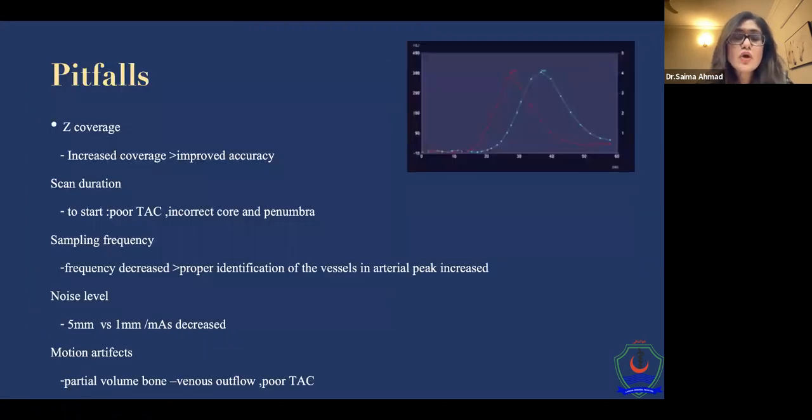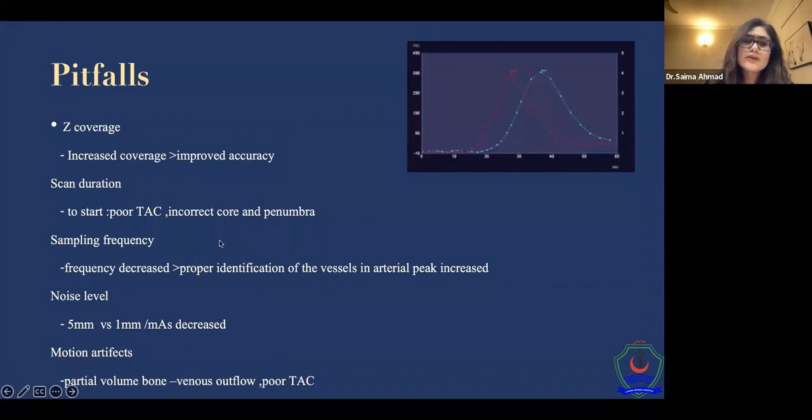So of course, this is not without pitfalls. There are many pitfalls. The first is that you have to cover the whole territory of the MCA. If you do not cover the whole territory of the MCA, you will get incorrect graphs. And then the scan duration is important. If the duration is very long, there is an additional radiation burden to the patient. If it is very short, then your graphs are truncated. Then the sampling frequency is important, because if the sampling frequency is very low, you miss the arterial peak.